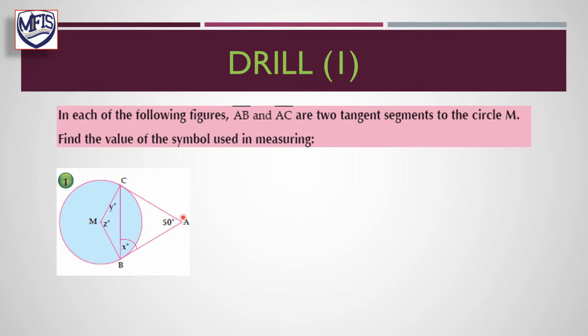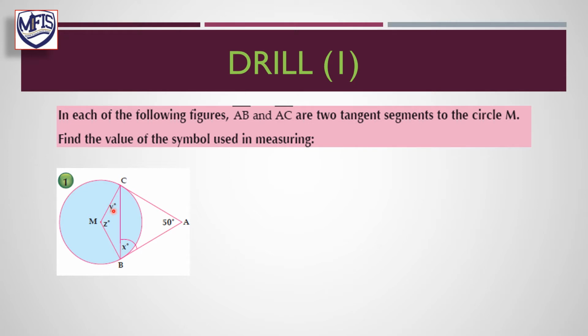Look at the figure. Here I have two tangents AB and AC from a point outside the circle. Yes, that means AB equals AC. So triangle ABC is an isosceles triangle. Now I can find the value of X. X equals 180 minus 50, divided by 2. So X equals 65. What about angle Y?